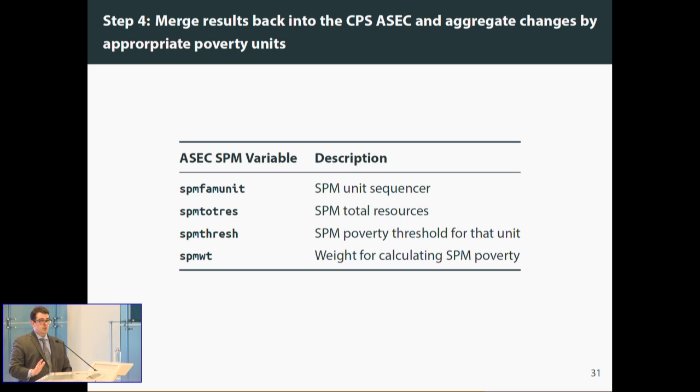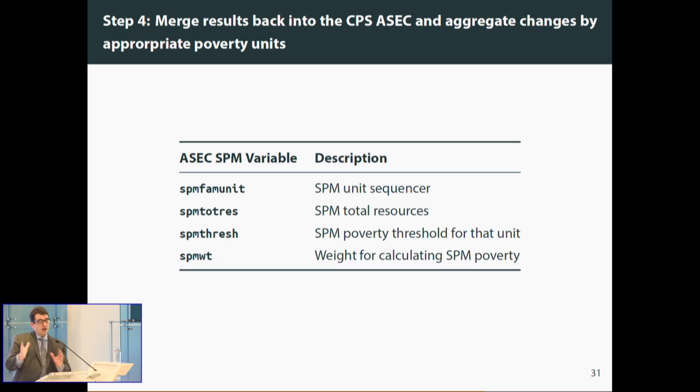The distinctions are not important here, but understand that under the SPM there's a slightly different definition of family than under the official poverty measure. So the SPM family unit is a sequencer that tells you which family in that given year that record in the CPS belongs to. So you're going to aggregate these policy changes by that.